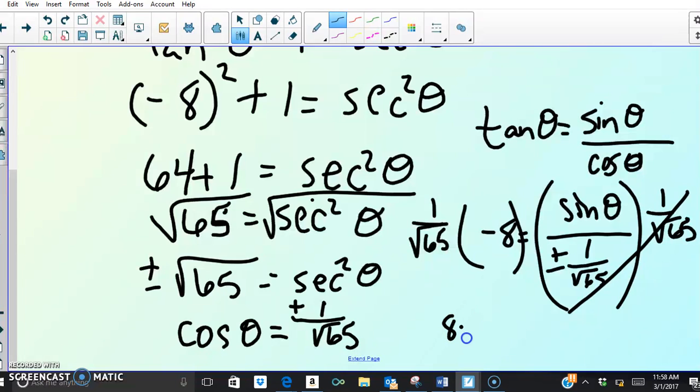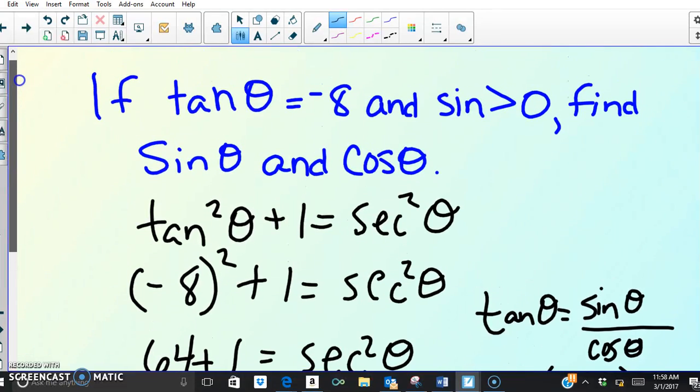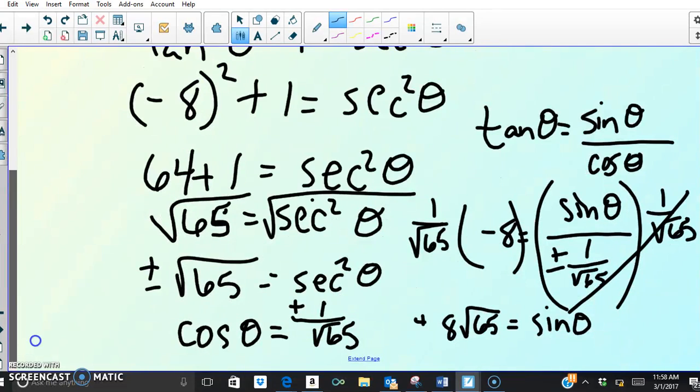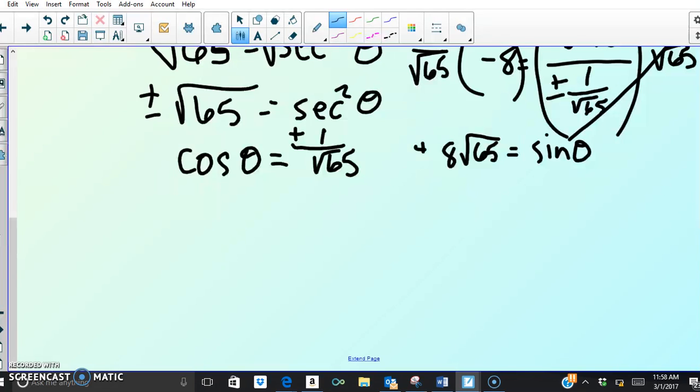So we have 8 square root of 65 equals sine theta. And it said sine was positive, so this will be a positive, which means cosine has to be negative. So we have sine, we found cosine, we said that has to be a negative, so we'll just write that down here. So it's going to be a negative 1 over radical 65 equals cosine theta.